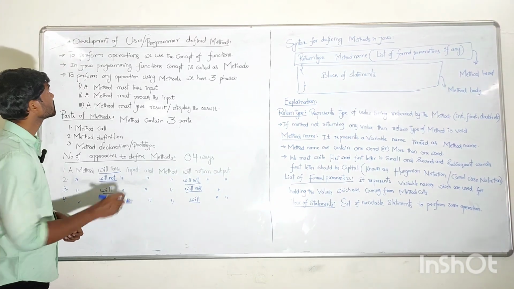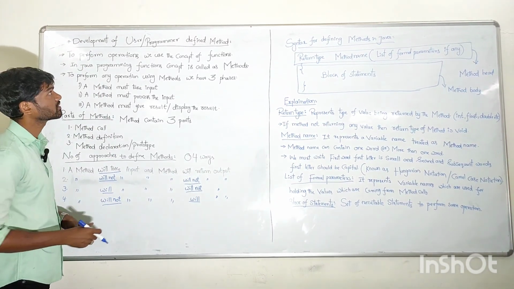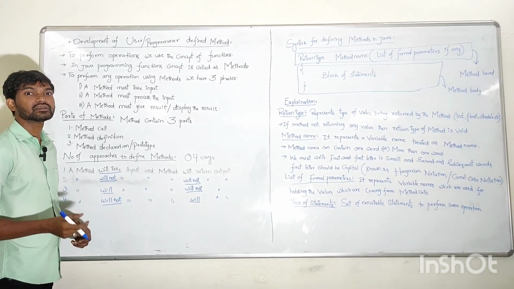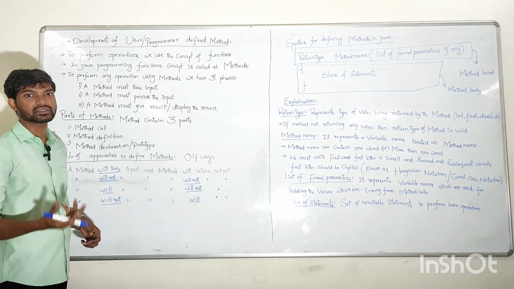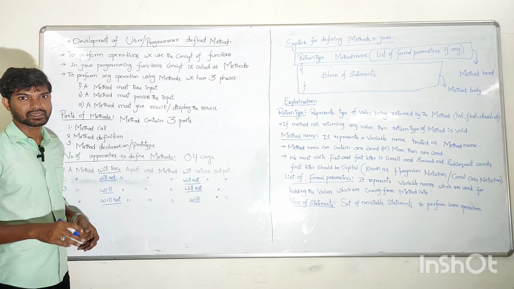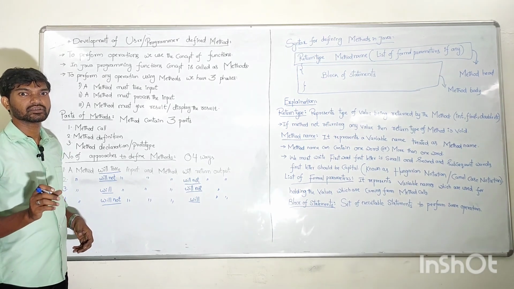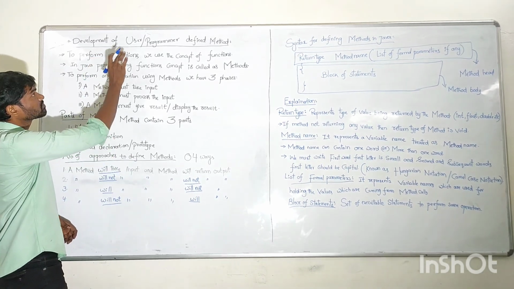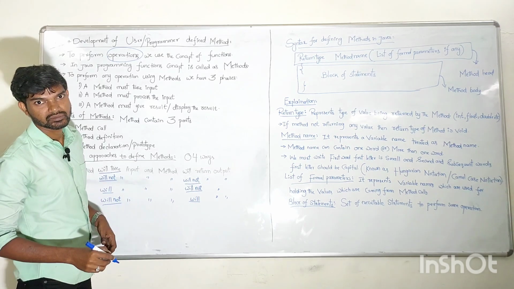Now, today's concept is development of user or programmer defined methods. I already told what a method is. Simply, methods are used to perform some operations. It may be summation of two numbers, addition or subtraction of two numbers, or matrix multiplication, or whatever it may be. To perform some operations in Java, we are using the concept called methods.